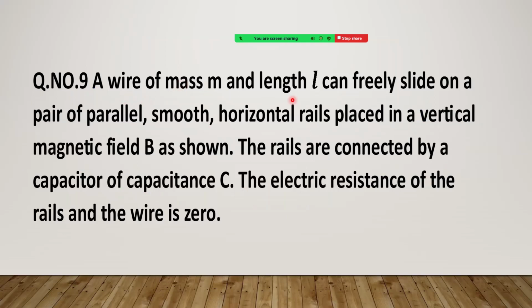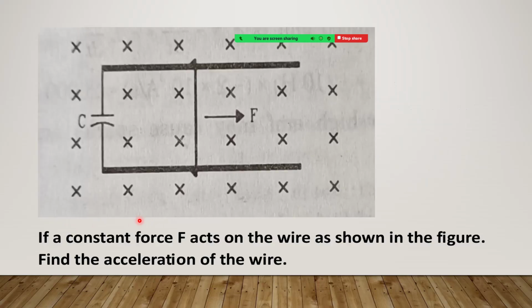A wire of mass m and length L can freely slide on a pair of parallel smooth horizontal rails placed in a vertical magnetic field as shown. The rails are connected by a capacitor of capacitance C. The electric resistance of the rails and the wire is 0. If a constant force F acts on the wire, as shown in the figure, find the acceleration of the wire, right? This is the question given. Let us see how to find the acceleration of the wire.